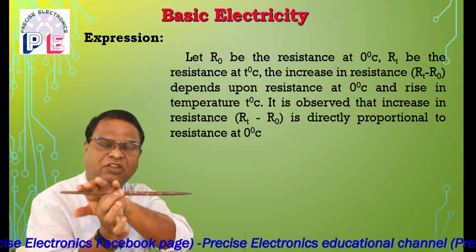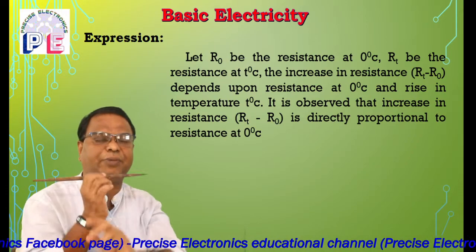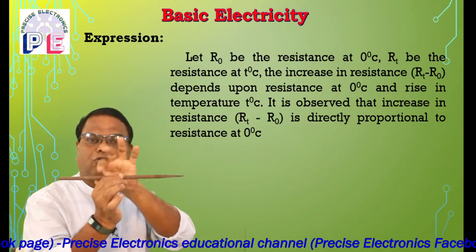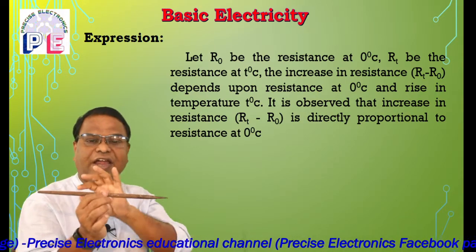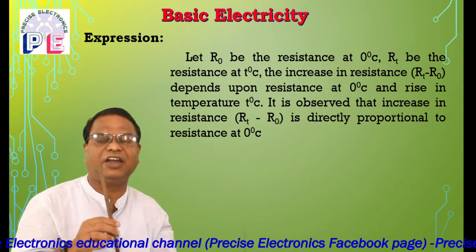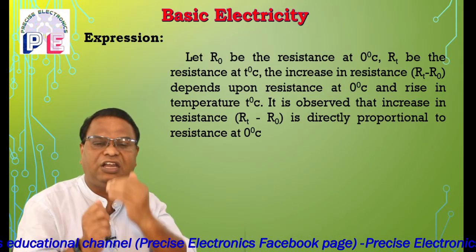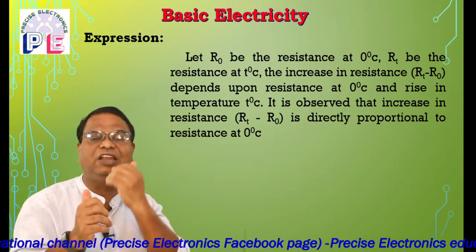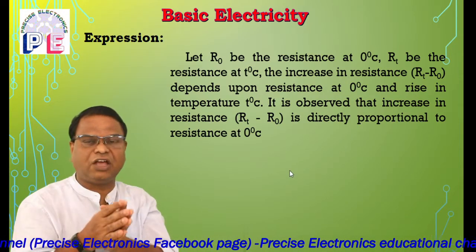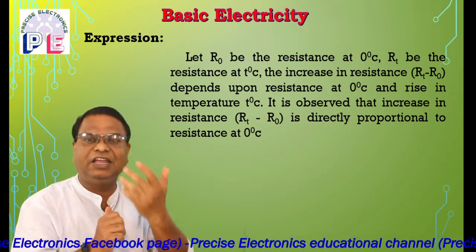And the resistance of this conductor after a particular temperature, T degree centigrade, where T means the temperature that we are going to apply to this conductor. The resistance at T degree centigrade is considered as RT. So R0 is the resistance of the conductor at 0 degree centigrade, and RT is the resistance at T degree centigrade. The increase in resistance is RT minus R0.